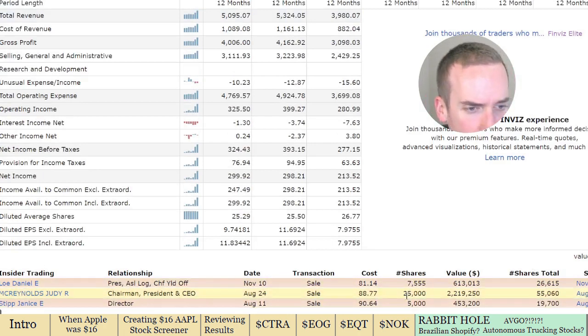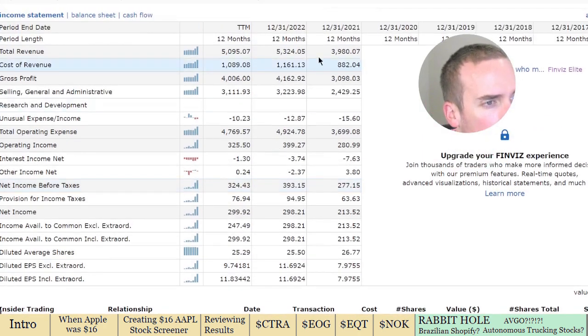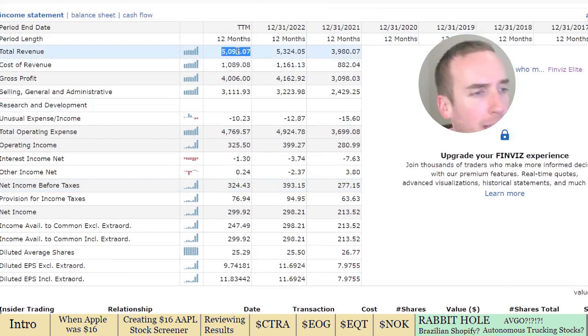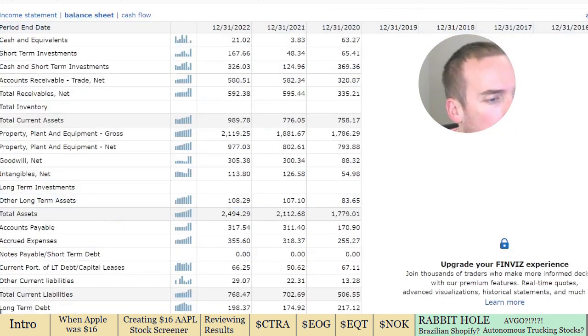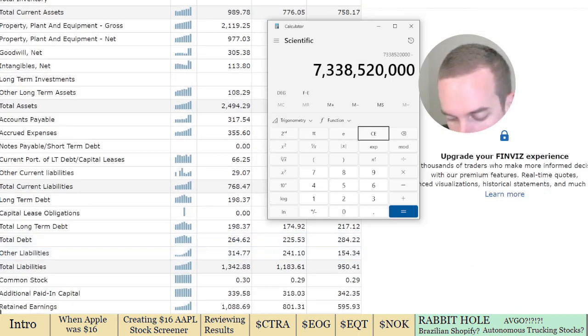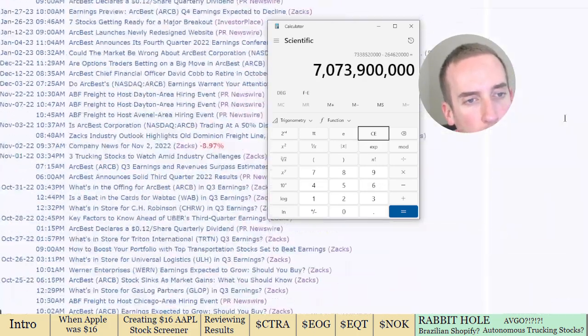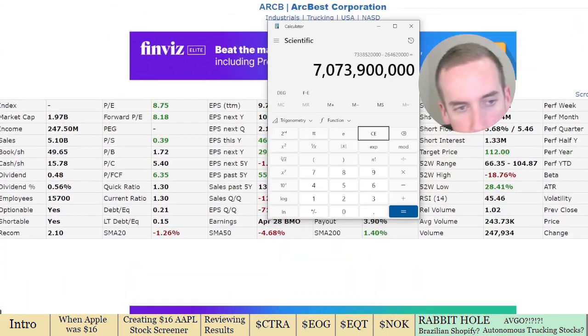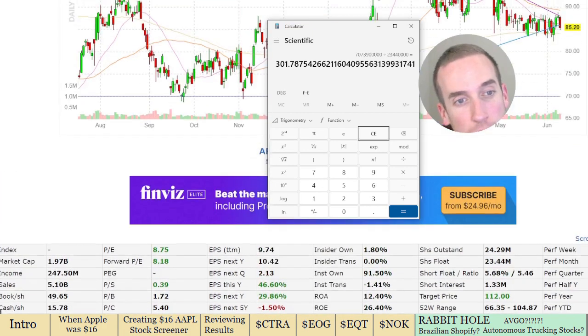Lots of selling. Revenue's kind of dinging down, profit dinging down, net income up. It's good. Okay, balance sheet. They have 21 million in cash, plus 21 million. Debt, they have 264 million, minus 264. All right, and let's divide this by the shares float, which is 23,440,000. $301 stock.